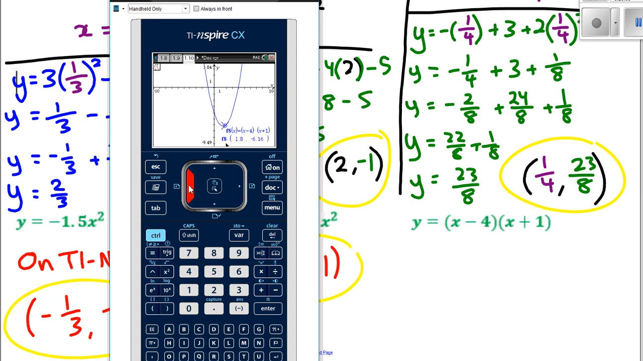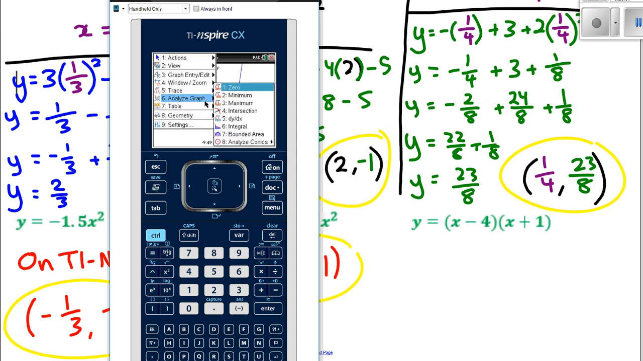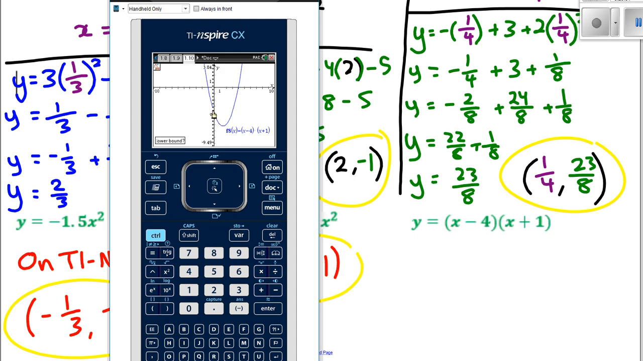So let's do it manually. Menu, analyze graph, and it's a minimum because it's down the bottom. Go left, go right. There it is. The answer is 1.5, negative 6.25.